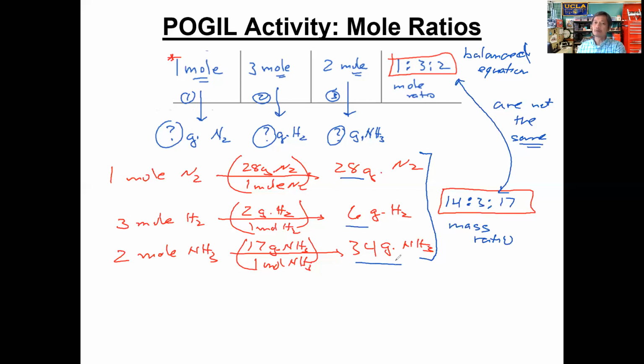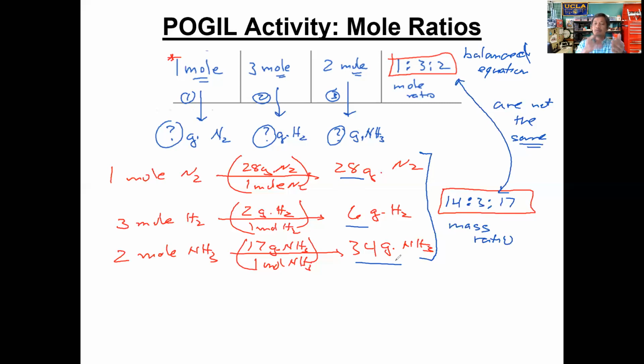We can weigh out 28 grams. I mean, it'll be a little more difficult, but we can weigh these out. We can weigh out 28 grams of nitrogen, 6 grams of hydrogen, and 34 grams of ammonia. Now, that wouldn't be the most effective and efficient way to do it. We'd probably measure out volumes instead, which I'll talk about in just a moment.